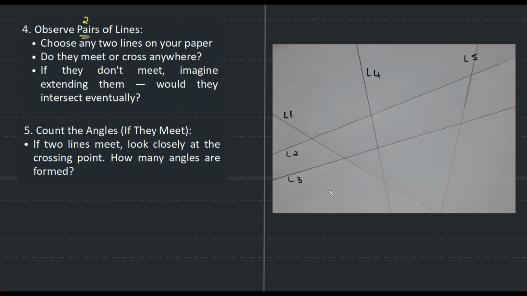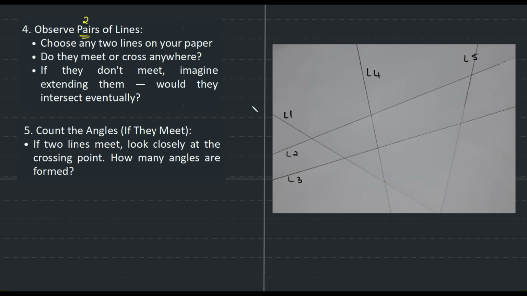Choose any two. You should be doing this. Do they meet or cross anywhere? So let me take L1 and L4. They do meet over here. They do cross over here. Then we have L2 and L3. They are not meeting on the paper.